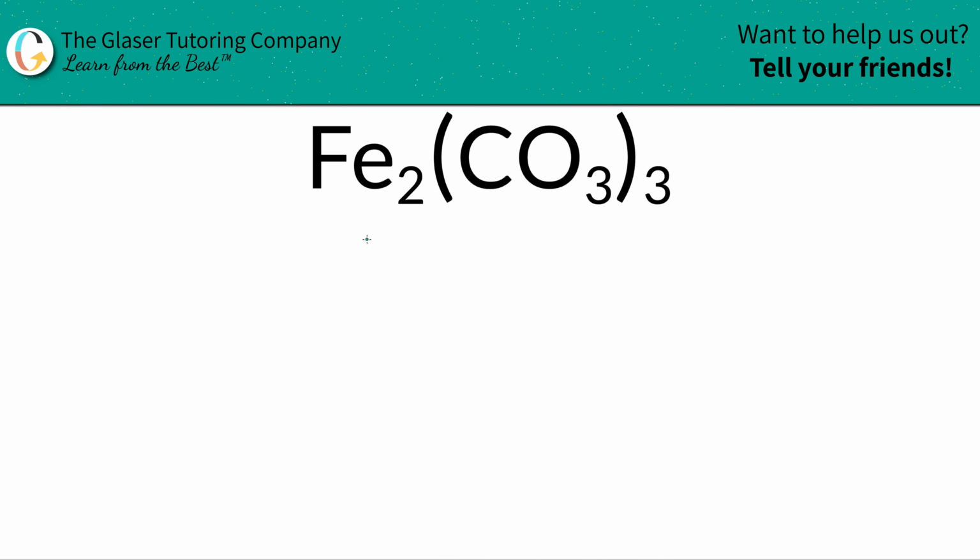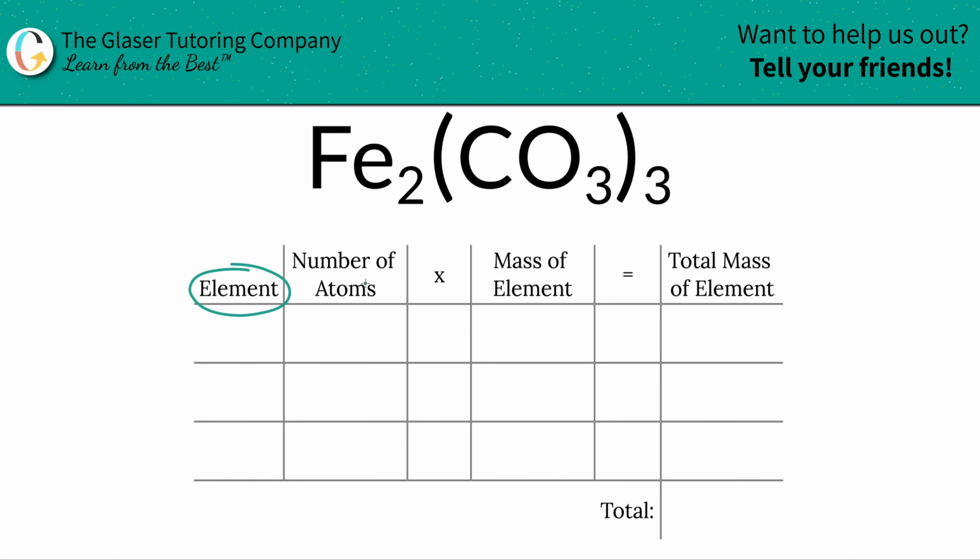Today, what I'd like to teach you is how to find the molar mass of iron 3 carbonate. So I've created a little table to help us out. The first thing is we're going to write the elements we see in the compound. So we see iron, we see carbon, and we see oxygen.